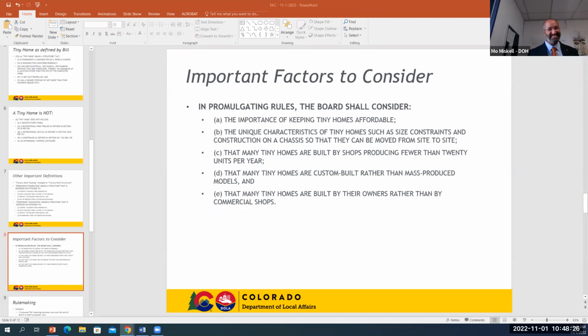I just changed the title of it, but this is straight out of the statute. So the credit really goes to the tiny home industry for making sure that these specific points, emphasizing the uniqueness and importance of tiny homes, were clearly spelled out in the statute. So the thanks goes to them.